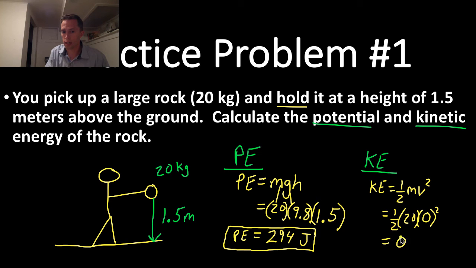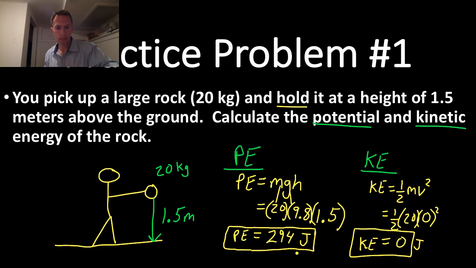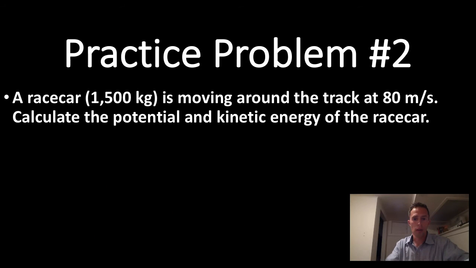So this is an easy example. So the kinetic energy of this rock, because it is not moving, is 0 joules. And so if you're just holding the rock there, you're going to have 294 joules of potential energy, and that's it. So hopefully that makes sense. Let's clear this off and go to practice problem number 2.